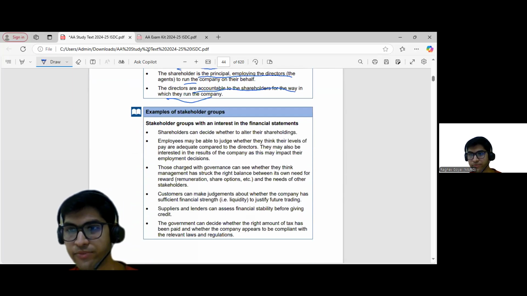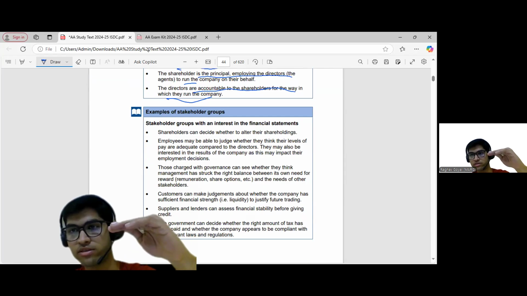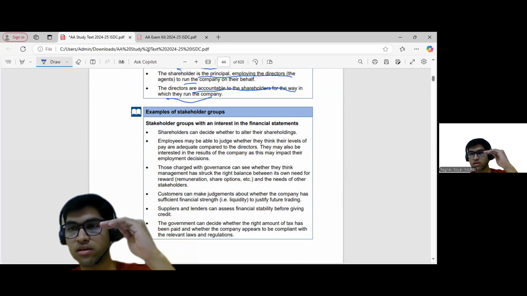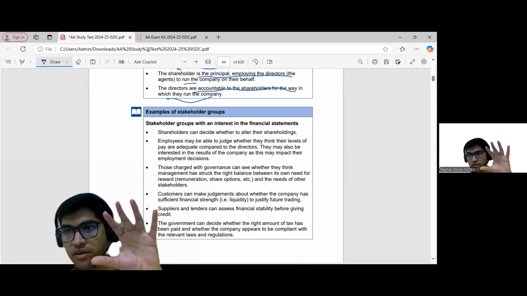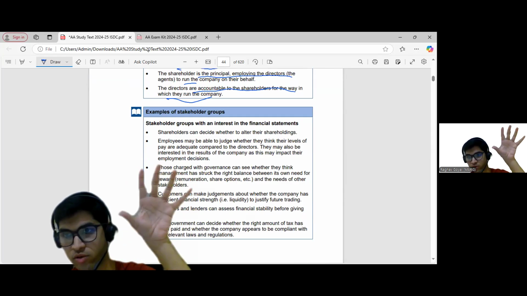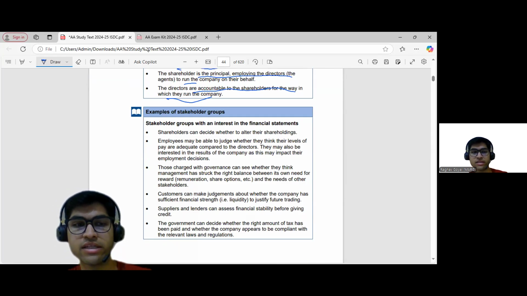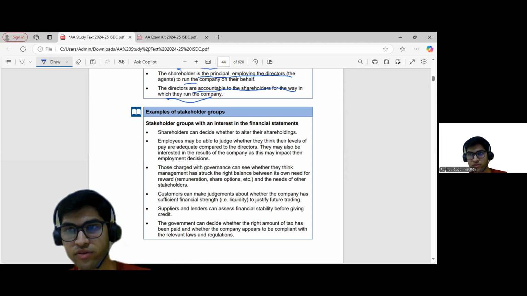So basically, what it means is the shareholder is the principal, he appoints the directors, the director runs the business, and whatever the director has done, he is answerable and accountable to the shareholders. He has to act in the best interests of the shareholders and not himself. There have been multiple real world cases where these directors act in the interests of their own benefit, and that is a recipe for disaster.